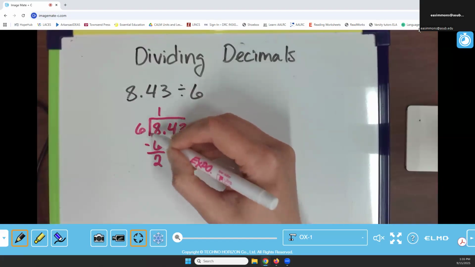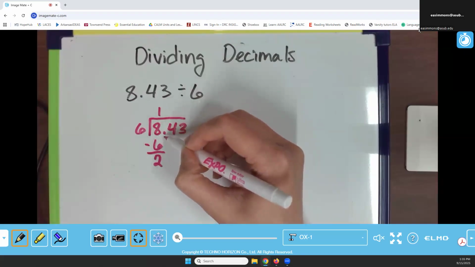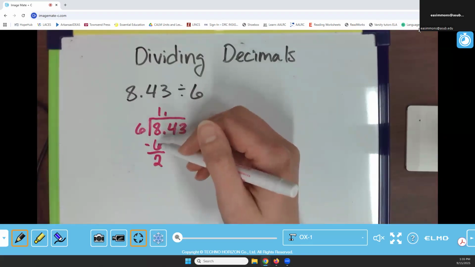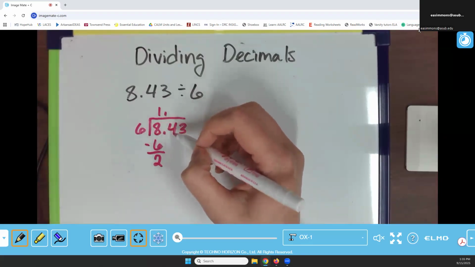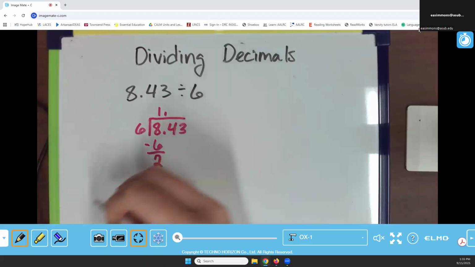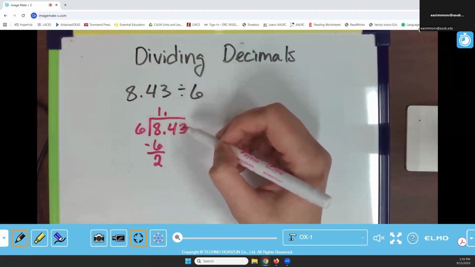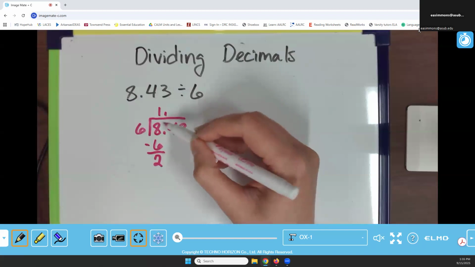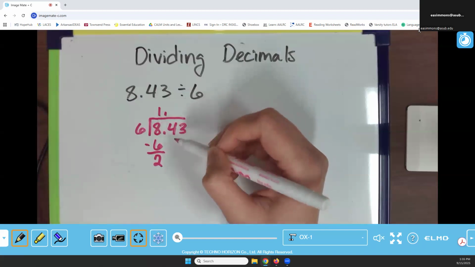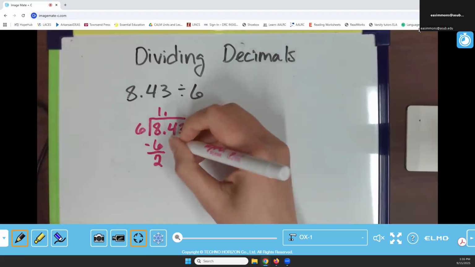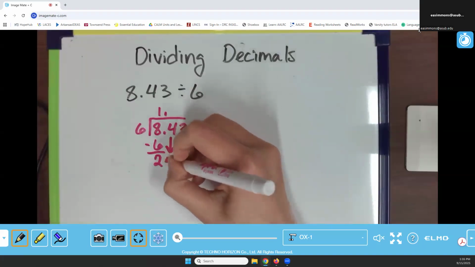Before we bring down our 4, we're crossing our decimal point, so we're going to bring it straight up. When you first write your problem, you can put your decimal point right above the decimal on the line, but I like to bring it up when I cross it, just because sometimes I don't write super neat and I might get a little out of line, and I don't want my decimal in the wrong spot. So I'm going to bring down my 4 now.